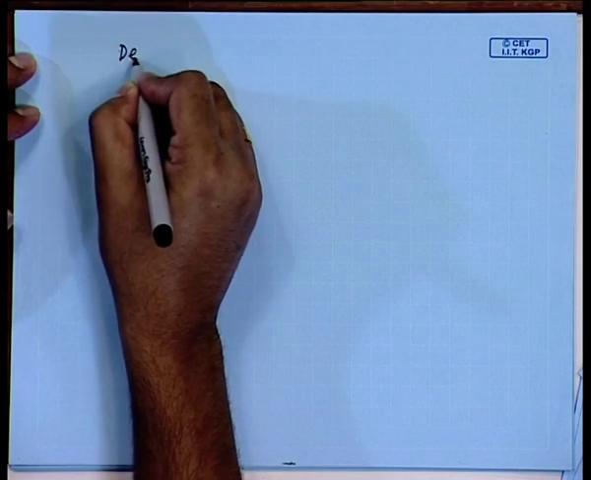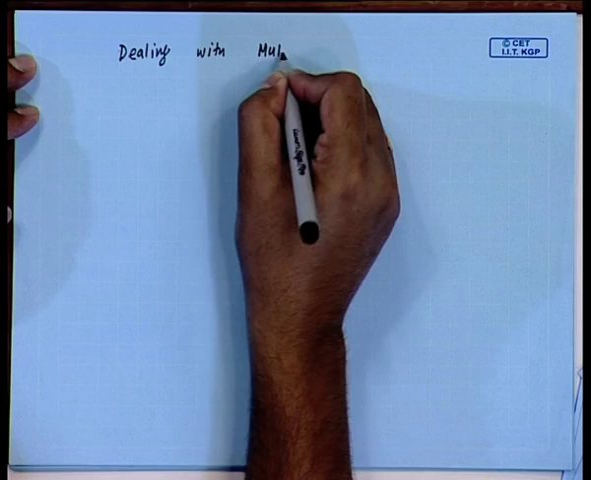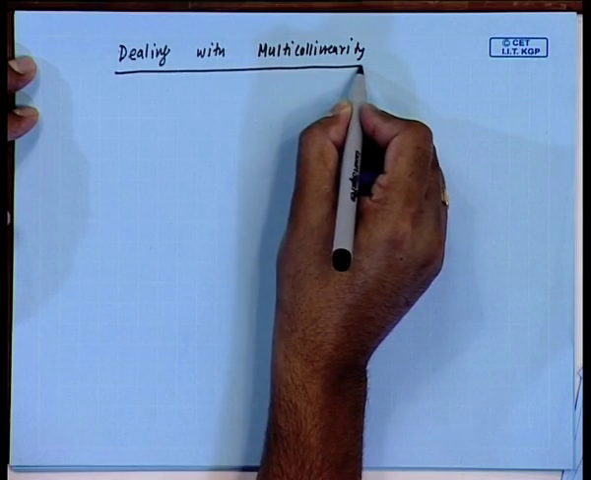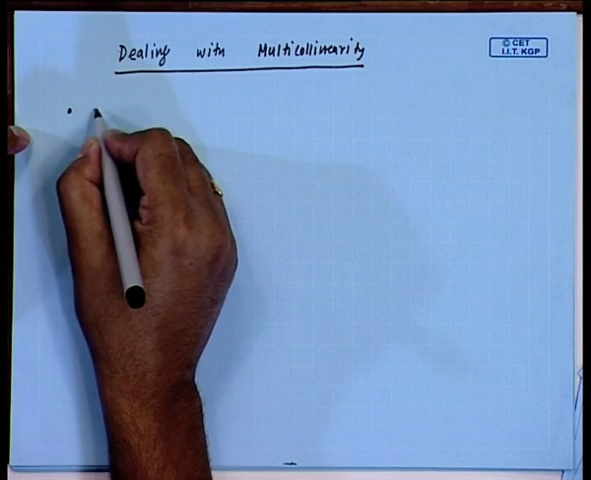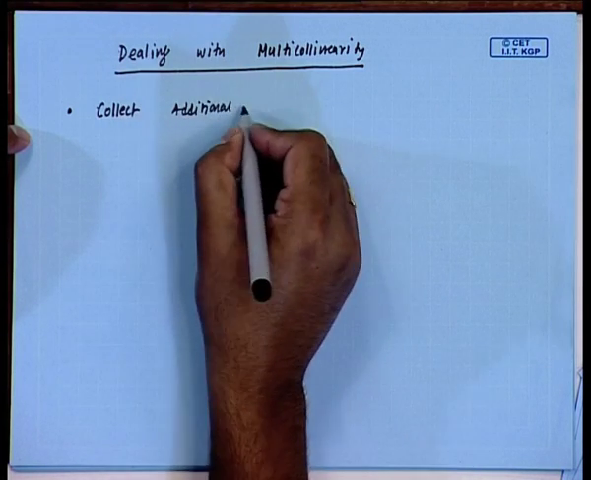Okay. So, next we will be talking about, if you detect that there is multicollinearity in the data, then how to deal with multicollinearity. Okay. So, we will be talking about several techniques to deal with multicollinearity, right. So, dealing with multicollinearity, the first technique is to collect additional data.